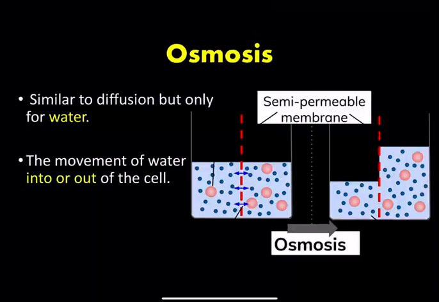Okay, today we're going to learn about osmosis. Now, osmosis is very similar to diffusion, but only for water. It is the movement of water into or out of a cell. Now remember, the cell membrane, which is like the skin of the cell, is semi-permeable, meaning it allows some things to enter and other things are not allowed to enter. So this is a semi-permeable membrane that allows water to enter the cell.